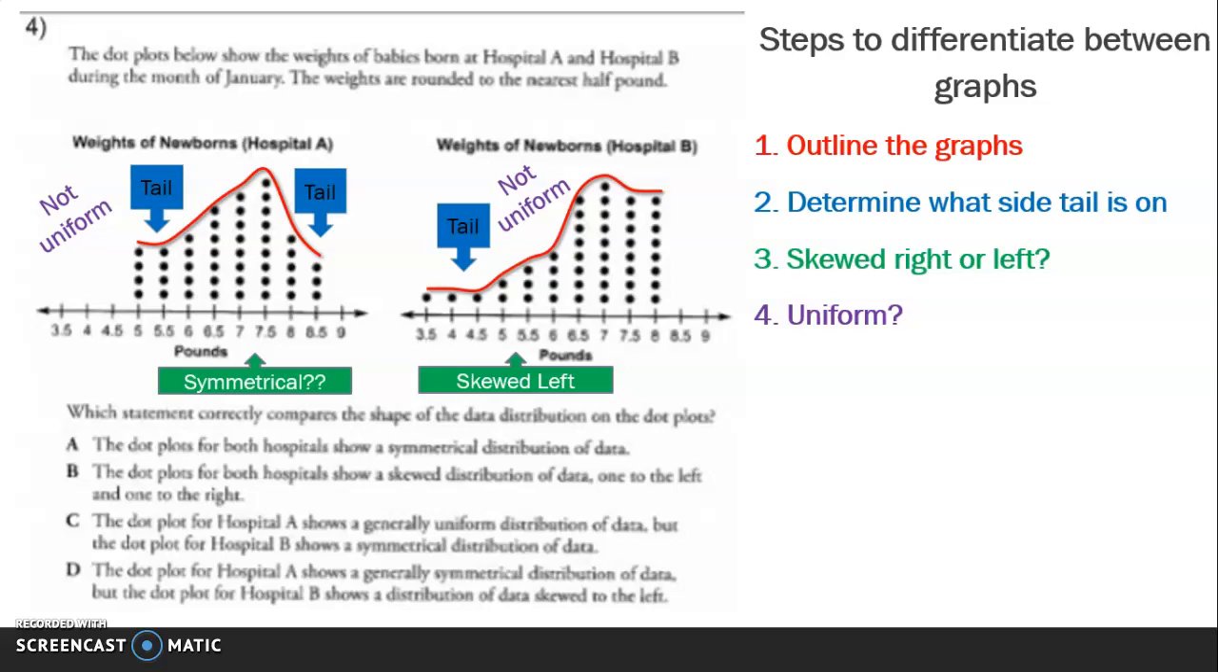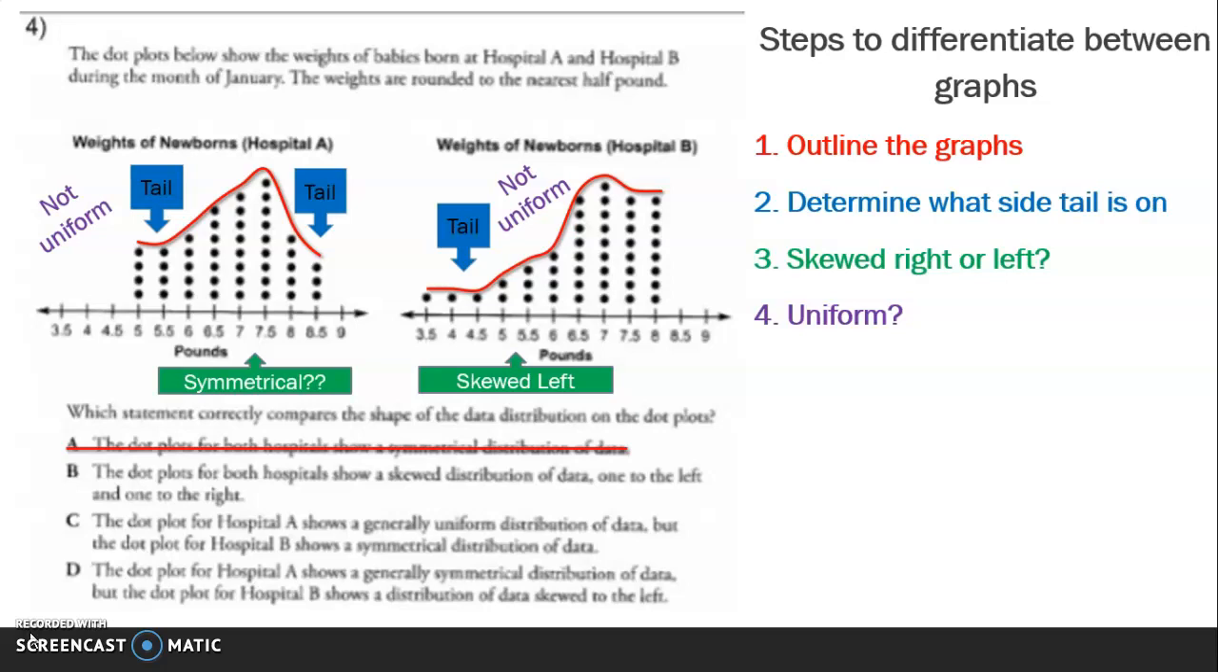Now that we've done this, we can move on to our questions. It says, which statement correctly compares the shape of the data distribution? The first one can't be it, because it says that the dot plots for both hospitals show a symmetrical distribution of the data. Obviously, we see that there's no symmetrical distribution for each graph. It's only for A, so that one's out.